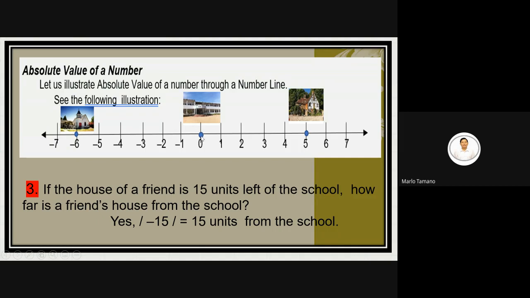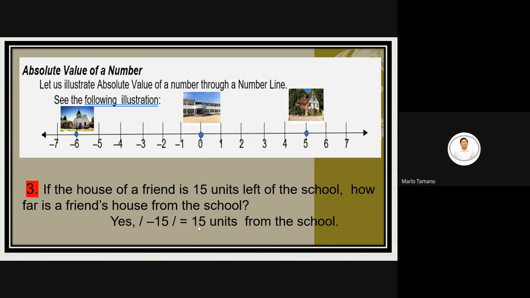So, mula dito sa 0 na yan, if the house of a friend is 15 units left of the school. Okay? Left of the school. So kunyari lang, mula rito sa school na yan, yung bahay ni Jamie or yung friend ninyo ay matatagpuan sa 15 units left of the school. So ilan ngayon ang distance niya? Di ba 15 pa rin? The absolute value of negative 15 is 15 units from the school.